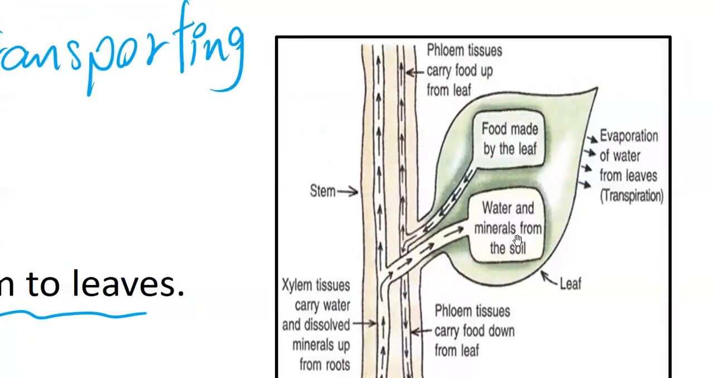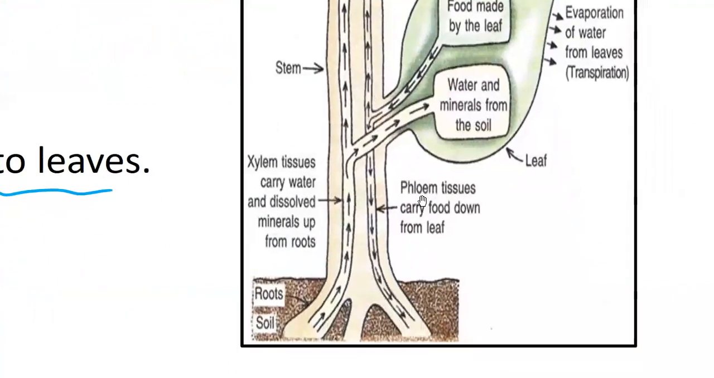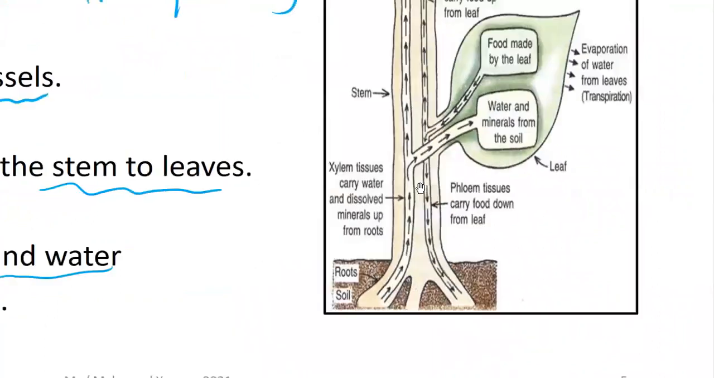Then, as it reaches the leaf, this water and the minerals from the soil, inside the leaf itself, the process of photosynthesis takes place. And then food is produced, which is the sugar. Then this food must be transported to the different parts of the plant. So the food made by the plant leaf moves back to the stem to go to each part of the plant in another type of transporting tissue called phloem. Phloem tissues carry food up from leaf and they carry food down from leaf. So it goes in all directions.